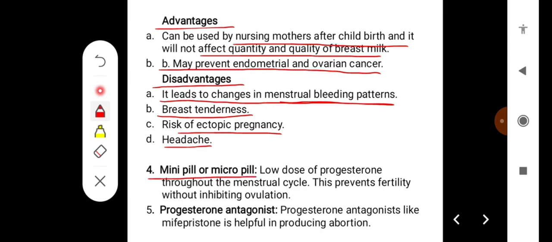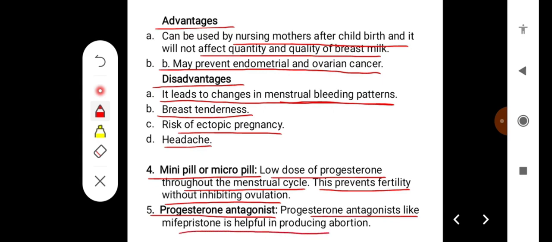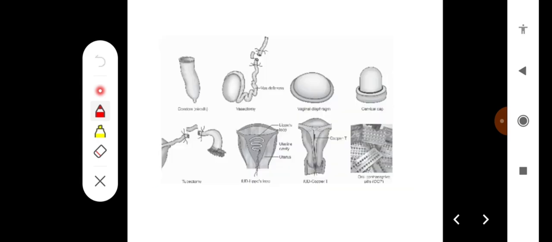The fourth type of pill is the mini pill or micro pill. Here, a low dose of progesterone throughout the menstrual cycle is used, and this prevents fertility without inhibiting ovulation. Then the fifth type are progesterone antagonists. Progesterone antagonists like mifepristone are helpful in producing abortion.